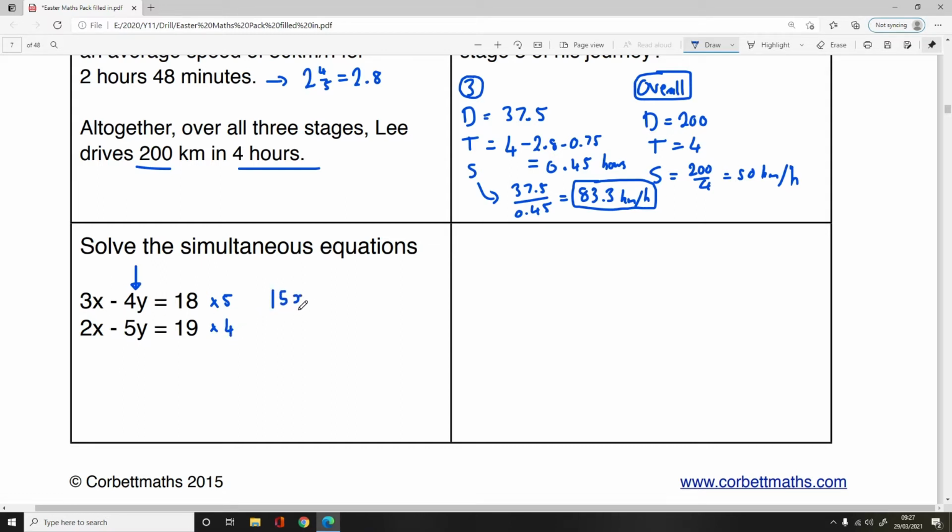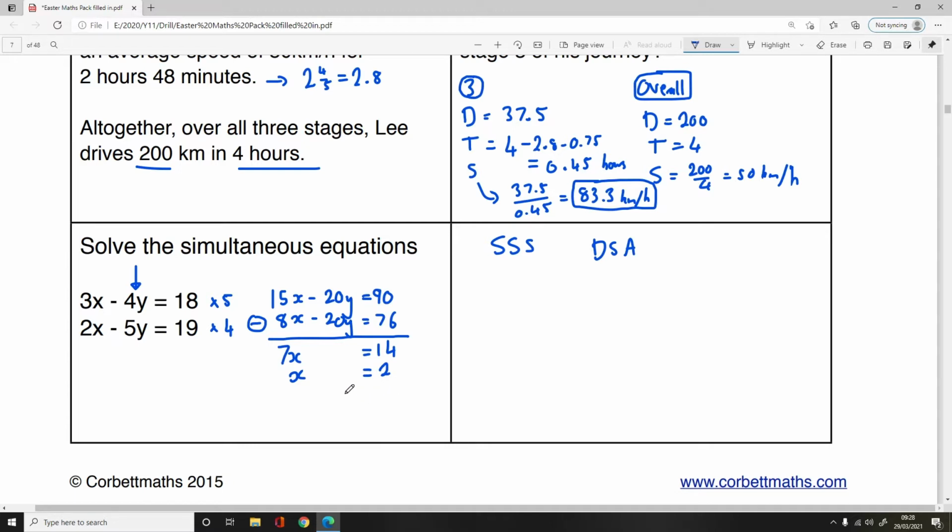This will be 15x, take 20y is 90. Make sure you multiply it all. And 8x, take 20y is 76. Now, do we add or subtract? The rule we want to use is same sign subtract, or different sign add. These are the signs I'm interested in, and they are both minus signs, so I am going to take away. If I do that, I'll get 7x is 14. I'll get x is 2.